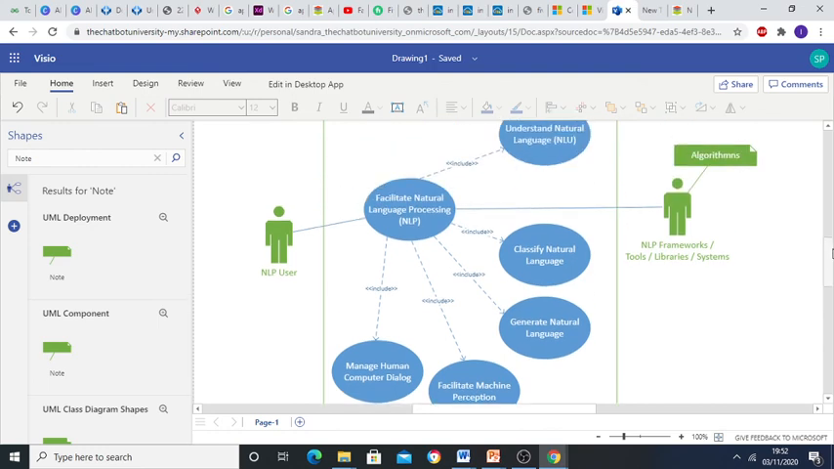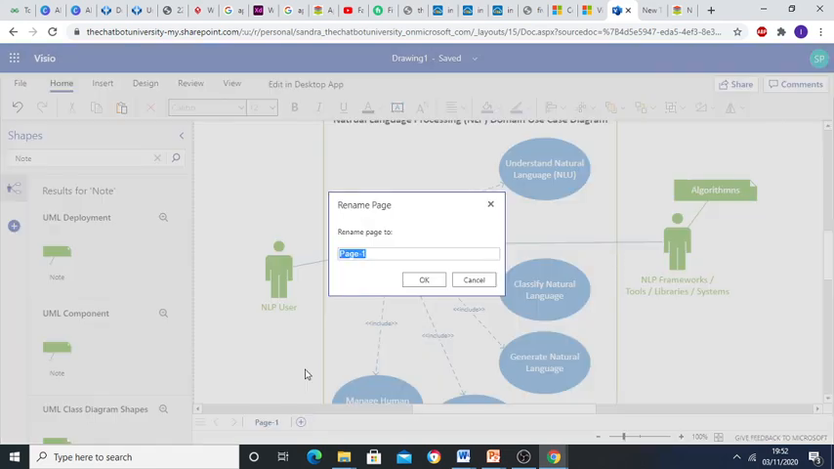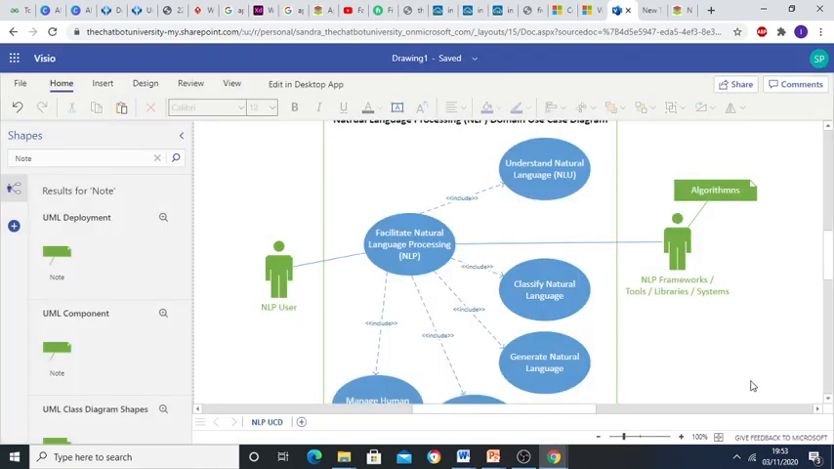I would aim to also repeat this for all other instances. I want to rename this, that's it. So NLP UCD, that's it. So you can begin to see how this works.